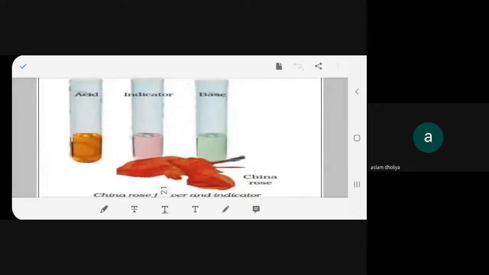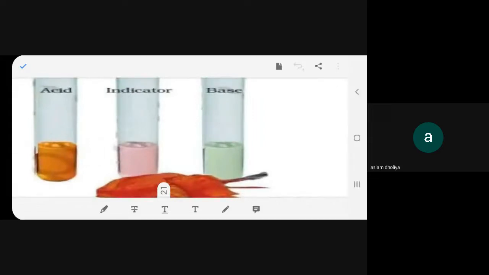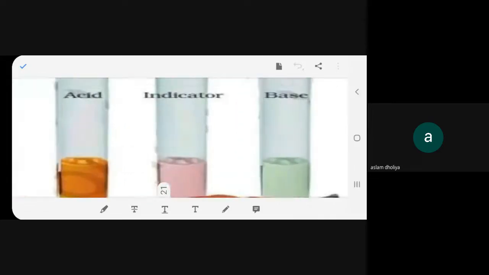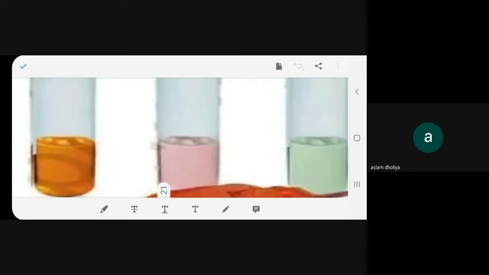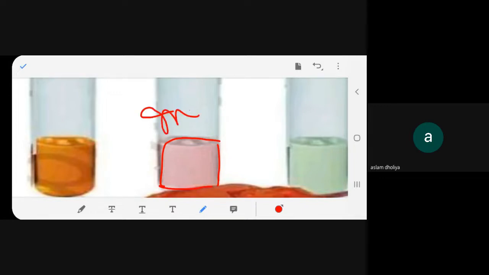So take a China rose and prepare the solution. This is an indicator. See this pink color? We get this sort of solution with the help of China rose. So the pink color solution you got is used as an indicator. Right, beta? So this is the indicator.